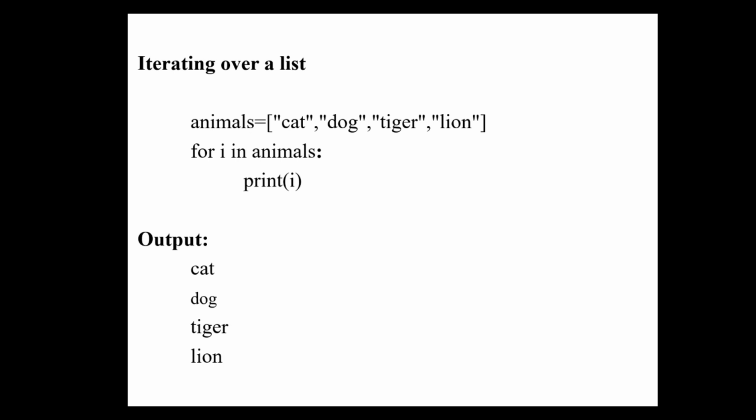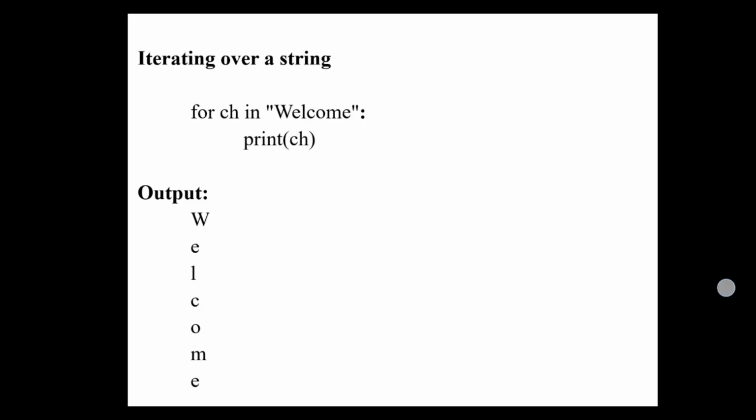Here, animals equal to cat, dog, tiger, lion, which should be under square brackets. That is, it is a list with 4 elements. Now for i in animals, it shows the loop takes each element of the list, first cat, then dog, then tiger, and then lion, and stores it in i. And print(i) prints the current element. That's why we get in the output cat, dog, tiger, lion.